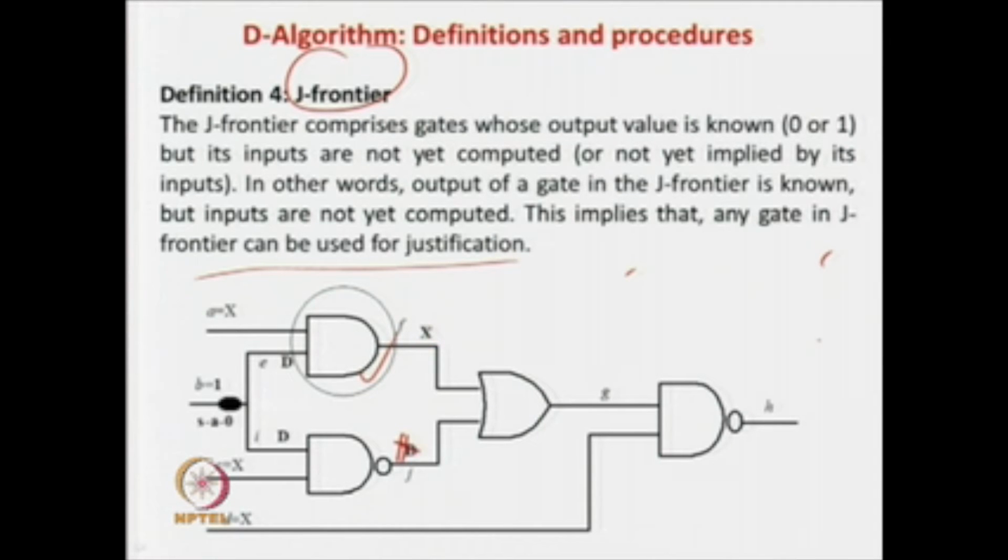Once this is selected for the D frontier, what is going to happen? This one, the X, will be converted to D, because it is a non-inverting gate. And sorry, this is not D, this is X, because this gate is not selected by the D frontier for the fault propagation, this one.